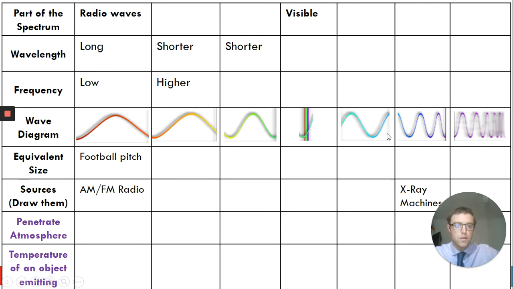Wave diagram, we've got that drawn out already. This is just to show you that the wavelengths are decreasing as we go down the spectrum. What's the equivalent size? So have a look at the diagram that you drew out for the previous slide where we drew out the spectrum. What's the equivalent size? Have a go. Think if you can think of a source for each one. And do they penetrate the atmosphere? Don't worry about the temperature of an object. Okay, pause the video and try to fill in the table. I'd like you to pause the video now.